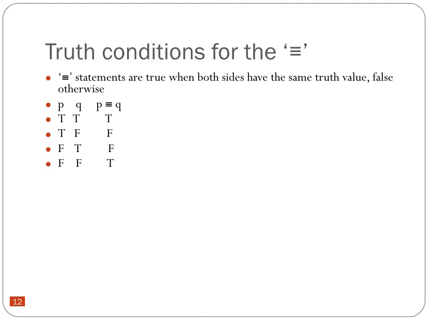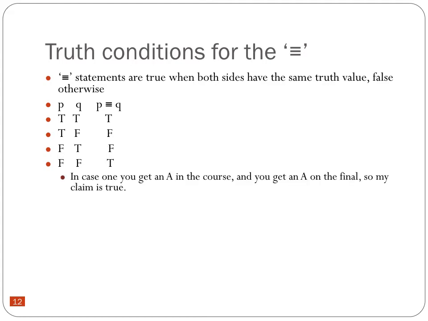So let's go through these with "you get an A in the course if and only if you get an A on the final." In row 1, you get an A in the course and you got an A on the final, and so my statement holds to be true. And also, in the last case, if you don't get an A in the course and you didn't get an A in the final, then my statement was also true.